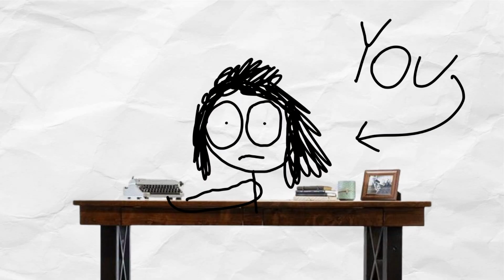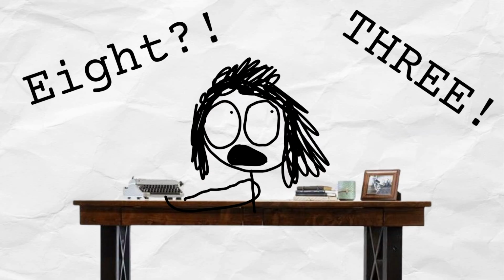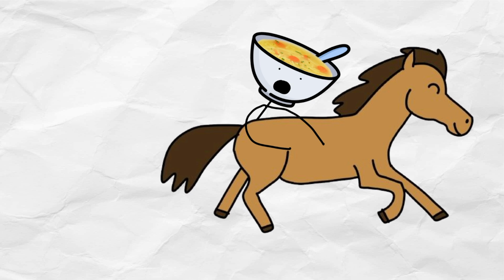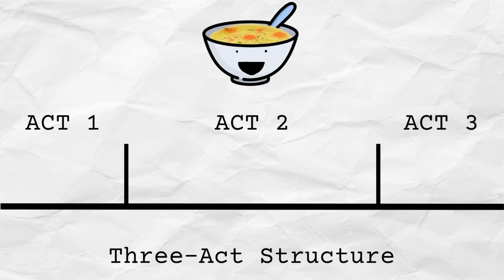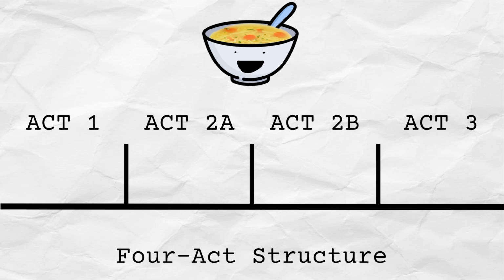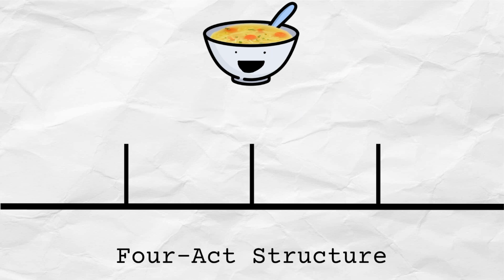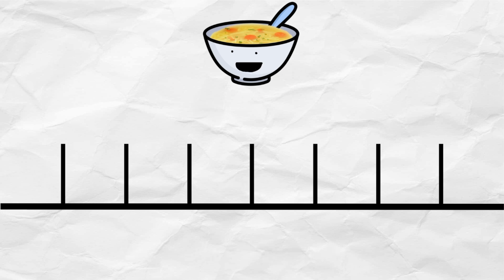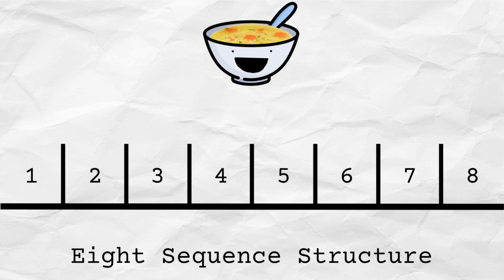You may be thinking, 8 sequences? I thought there were only 3 acts. Well, hold your horses. This is a 3-act structure. Notice that Act 2 takes up most of the movie, so a lot of people split it into Act 2A and Act 2B. Now we're at 4 acts. All we're gonna do is split each act into 2 equal parts, bada bing bada boom, 8 sequences.